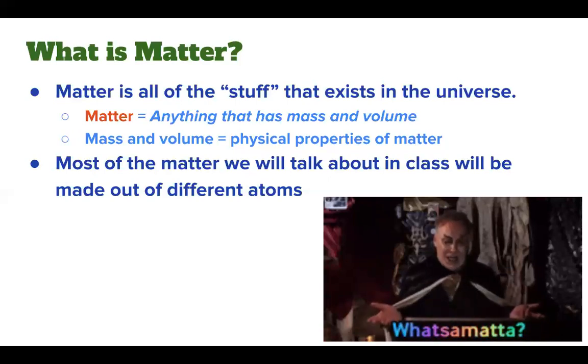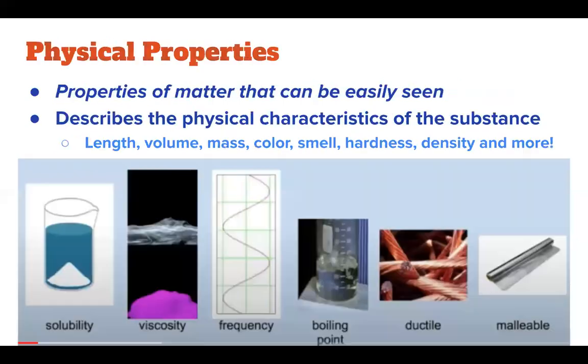Matter will always have mass and volume, which are just two physical properties of matter. Most of matter we will talk about in class will be made out of different atoms. So we're just combining different stuff, different types of matter to see how it interacts. And that's basically what makes up our universe.